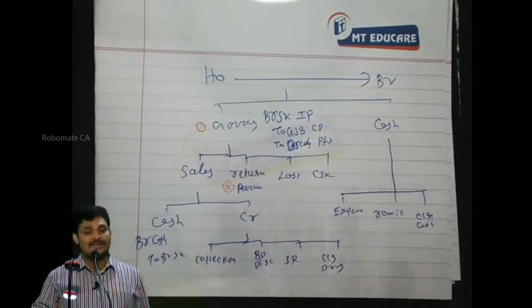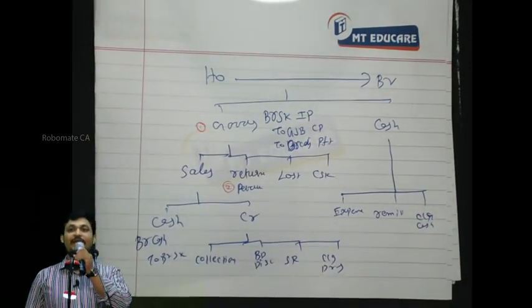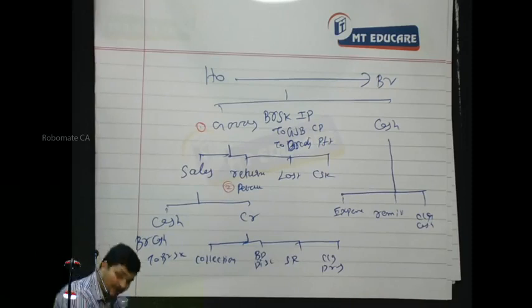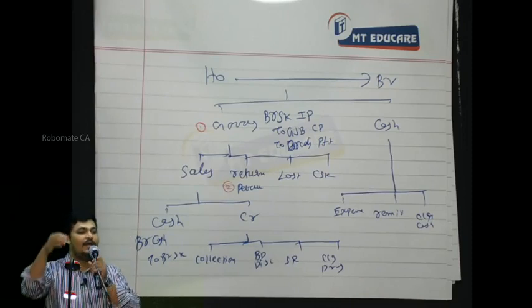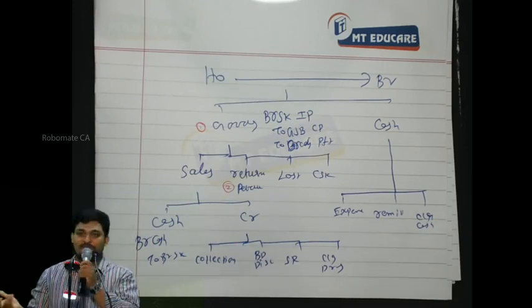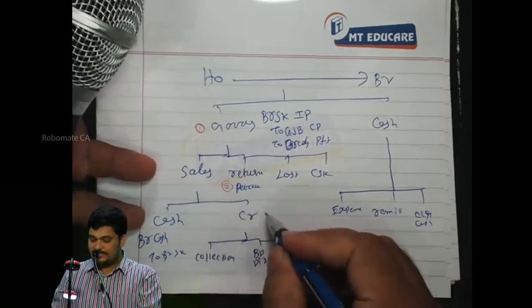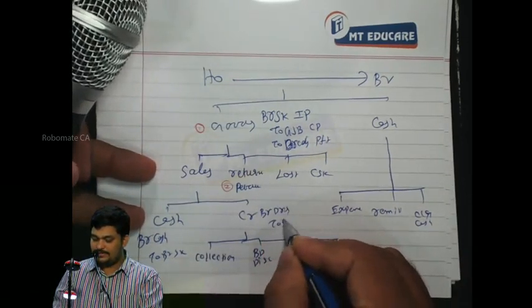Understood? Credit sales. Nothing from the book. Credit sales, normal entry: debtors to sales, stock. Correct? What is the entry? Debtors to stock. Branch debtors to branch stock. That's all. Understood? So this entry will be branch debtors to branch stock.